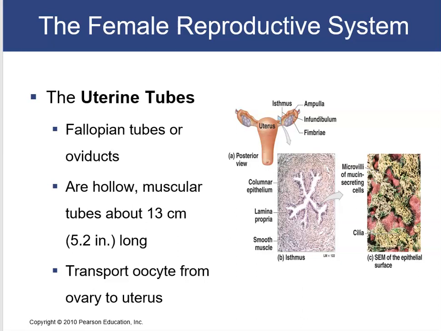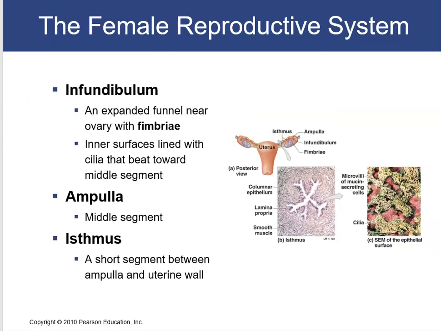Moving on to our next structure, the uterine tubes. They are also called the fallopian tubes or the oviducts. These are a hollow muscular tube that average about 13 centimeters in length. These tubes are responsible for transporting the oocyte from the ovary to the uterus. The various parts. First is the infundibulum.